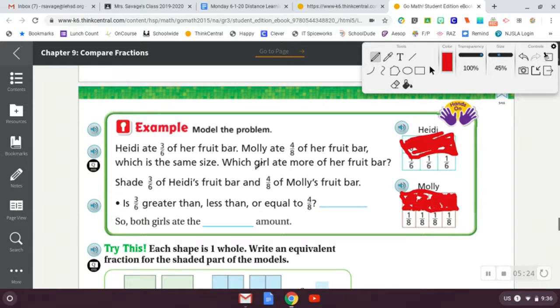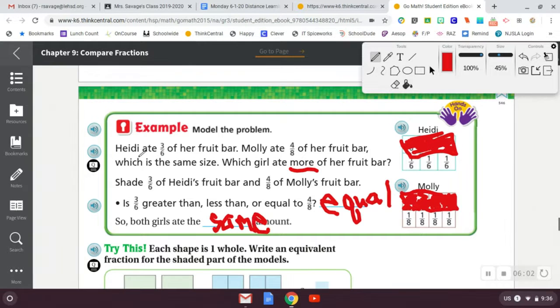Okay. Which girl ate more? Well, do they look like one shape is more than the other? If we're not looking at my yucky shading. Is 3/6 greater than, less than, or equal to 4/8? Well, I did the top of each of these, and they look exactly the same. So I'm going to say that they are equal to. So the girls ate the same amount.